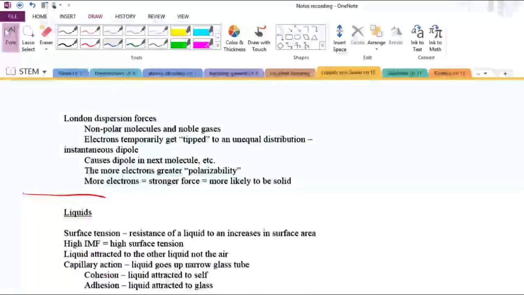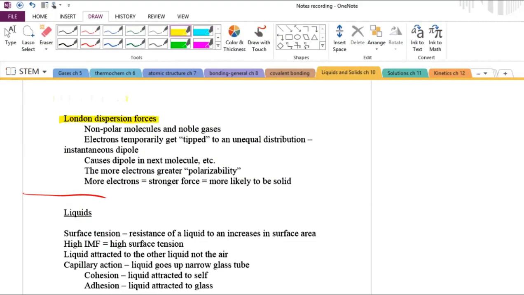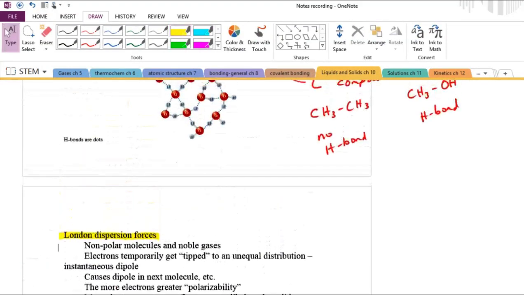And the last intermolecular force we're going to talk about is London dispersion forces. And this is for nonpolar molecules. So this one here that I said did not hydrogen bond would have London dispersion forces. And how we need to envision this is that the electrons get tipped and we get an instantaneous temporary dipole. So the more electrons there are, the stronger the force is.